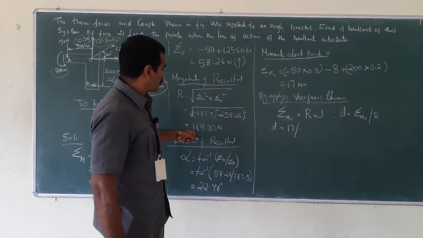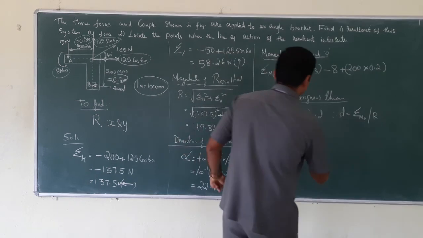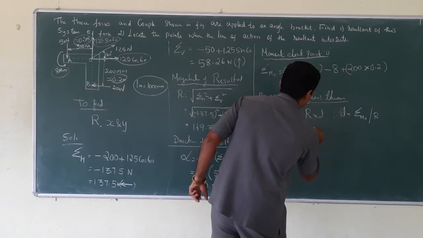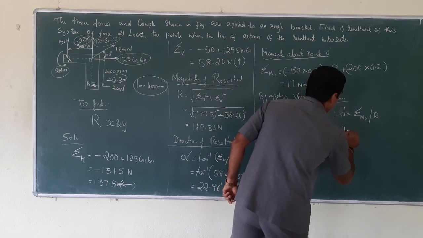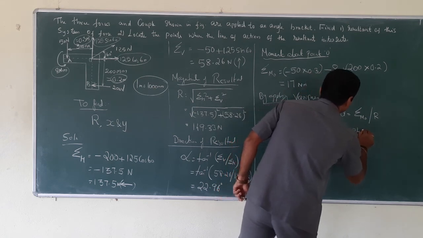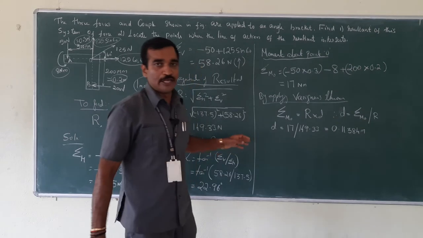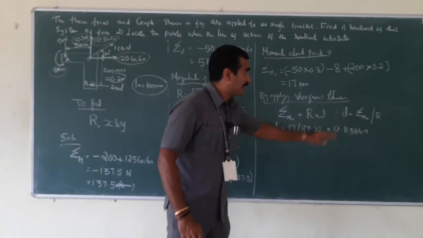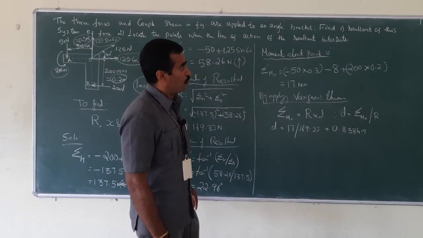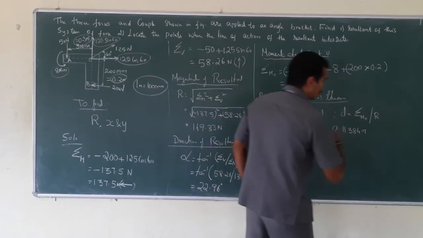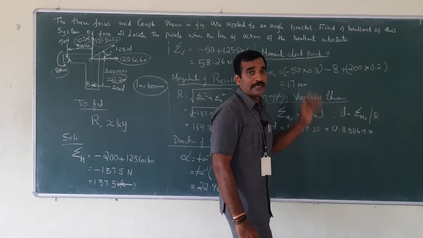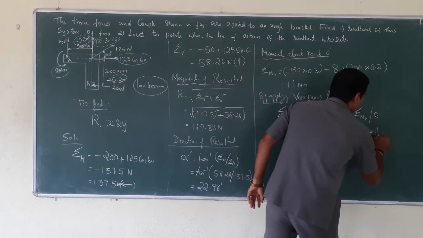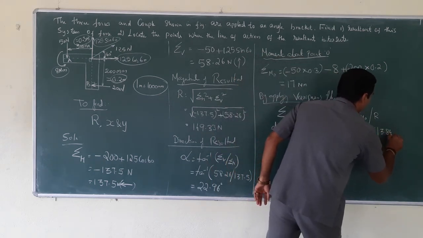The resultant value is 149.33, which is equal to 0.11384 meter. If you feed this value in your calculator, you will get 0.11384. So in terms of mm, you will have to multiply with 1000. If you do so, you will get 113.84 mm.